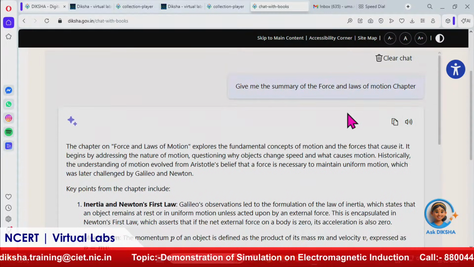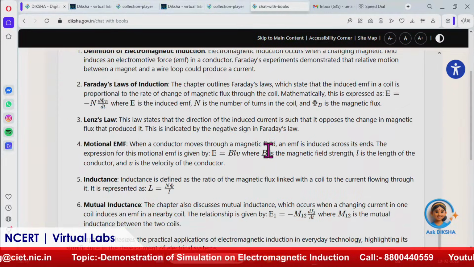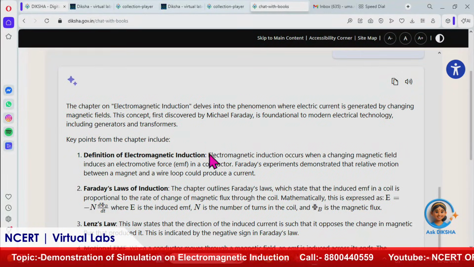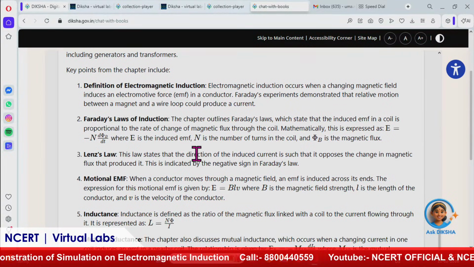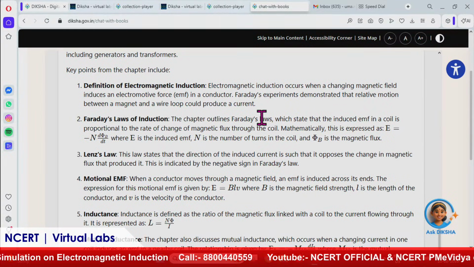It is taking the same question. I don't know. Here, see. So the detail of this electromagnetic induction comes over here. What are the different key points? What is the definition of electromagnetic induction?